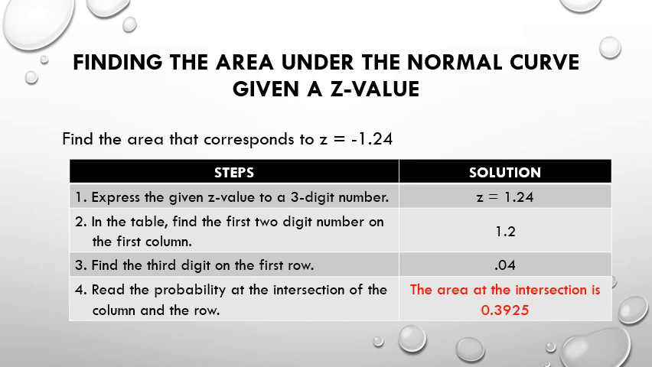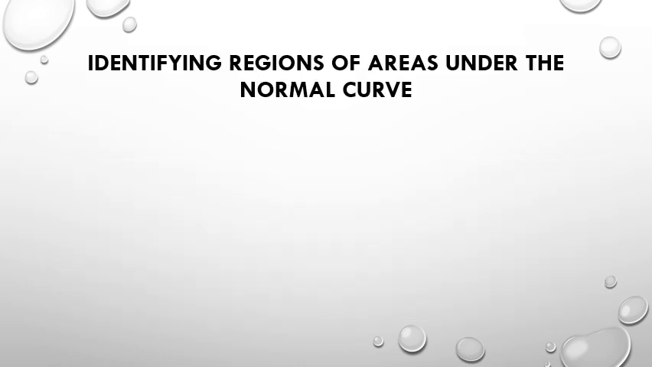Ato na din kumplituhon ang atong table sa under sa solution. So, step 4. The area at the intersection is 0.3925. So, that is how to find the area under the normal curve given a z-value. So, let's proceed to identifying regions of areas under the normal curve.